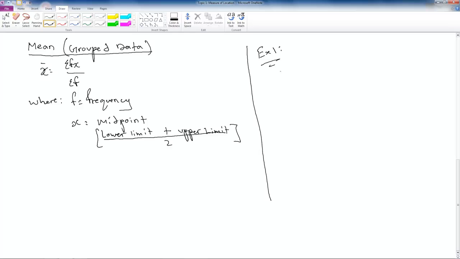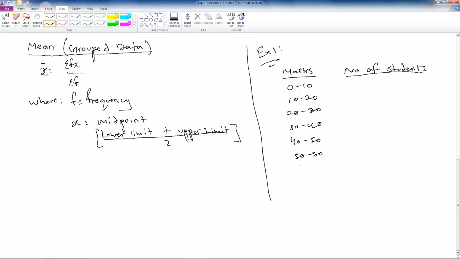Yeah, so let us move on to example number 1. Over here we have marks and number of students. 0 to 10, 10 to 20, 20 to 30, 30 to 40, 40 to 50, 50 to 80, 80 to 100. Number of students: 2, 5, 10, 15, 20, 12, 1. Calculate the mean.